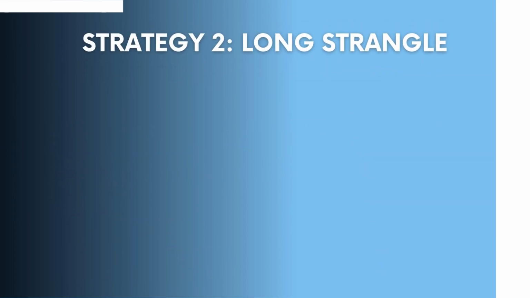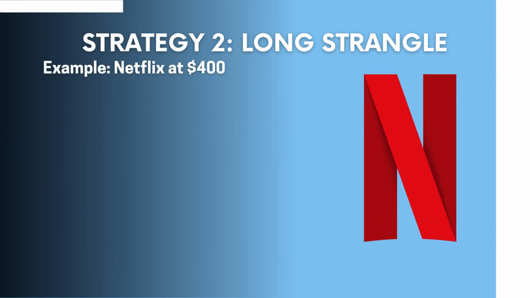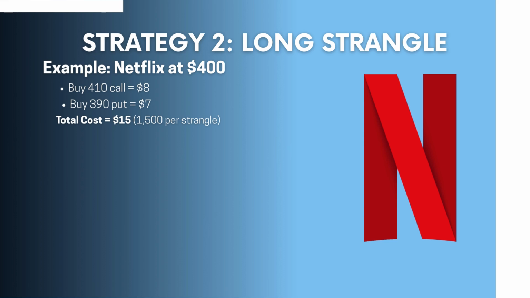Strategy 2. Long strangle. Same idea but use out-of-the-money call and put because it's cheaper. Example, Netflix at $400. Buy 410 call equals $8. Buy 390 put equals $7. Total cost is $15, $1,500 per strangle. Pros: lower cost, higher potential return if the stock moves big.